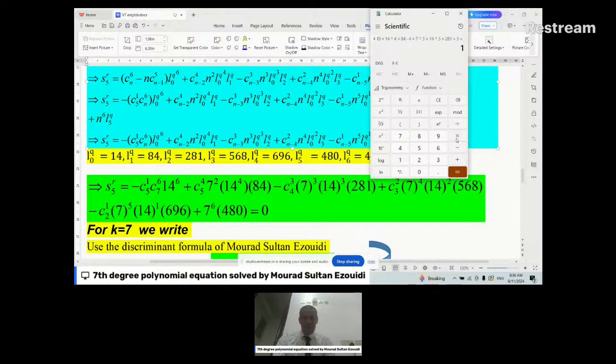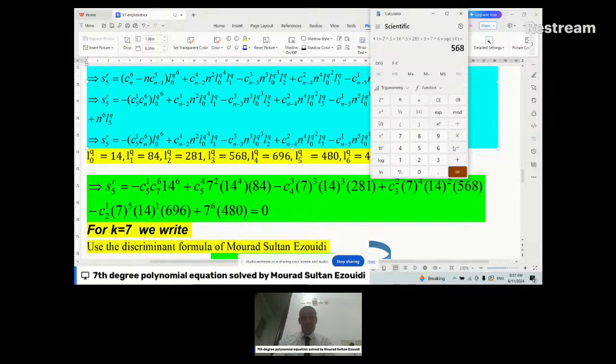Okay, 3 times 7 first, 7 raised to the power 4, times 14 squared. What is squared, Mr. Mourad? This times what, learners? Times 568, correct? Times 568. Okay, then minus 2 choose 1 is 2, times 7 raised to the power 5, times 14, times 696.